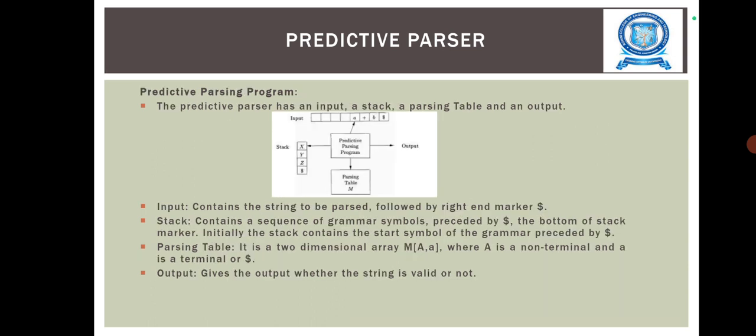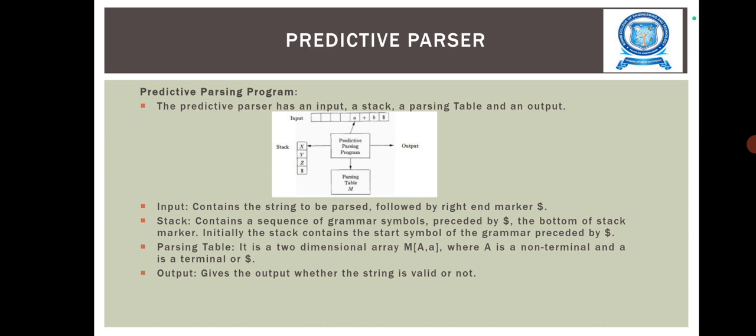Predictive parsing program. The predictive parser has an input, a stack, a parsing table, and the output. Input contains the string to be parsed followed by the right end marker dollar. Stack contains a sequence of grammar symbols preceded by dollar, the bottom of stack marker. Initially, the stack contains the start symbol of the grammar preceded by dollar.